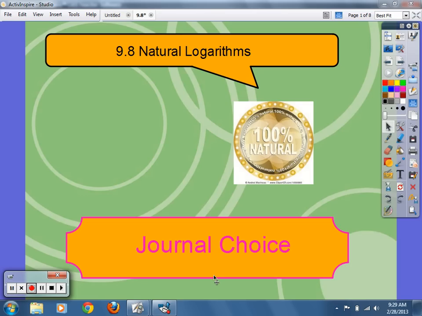Hi guys, these are your notes for section 9A, and today we're going to be talking about natural logarithms. So let's talk about what we know so far.